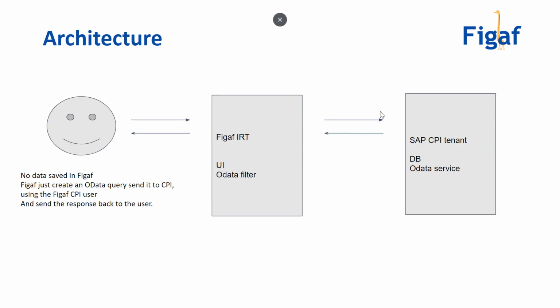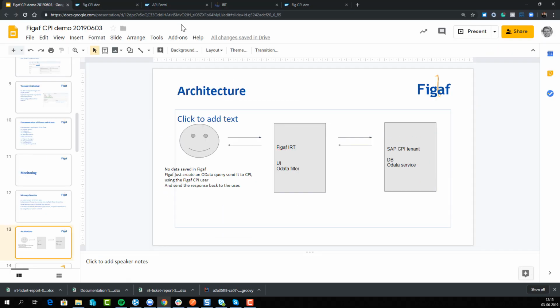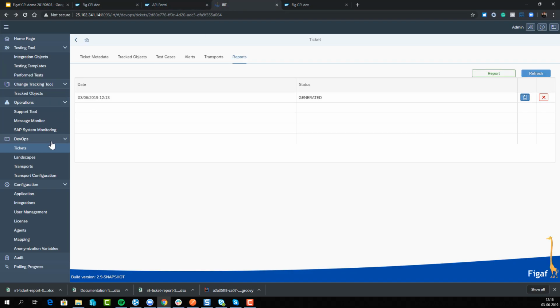And what we'll do is the Figaf tool is just like a gateway to the CPI tenant. So we're using the system user that we have that connects to the CPI tenant, and then filtering and orchestrating the OData, making it a lot easier to see what's going on. So let me show you what this looks like.